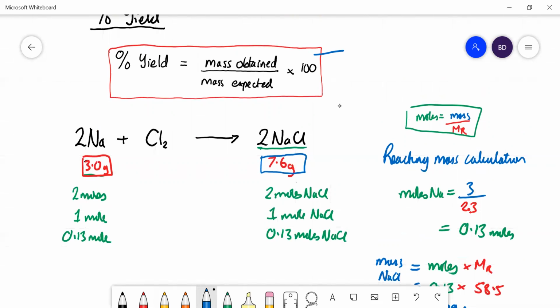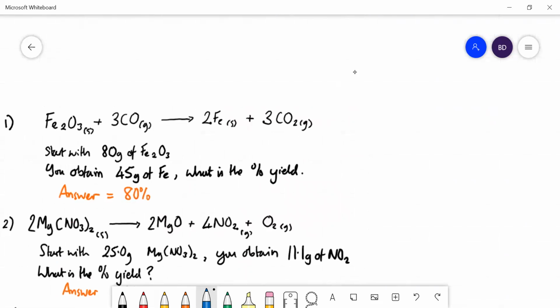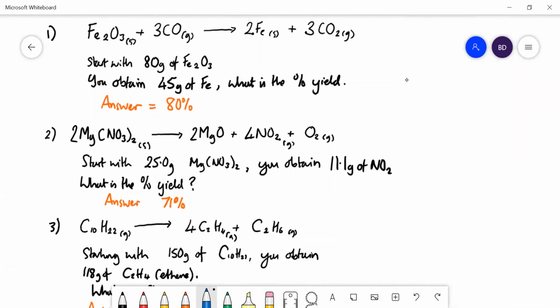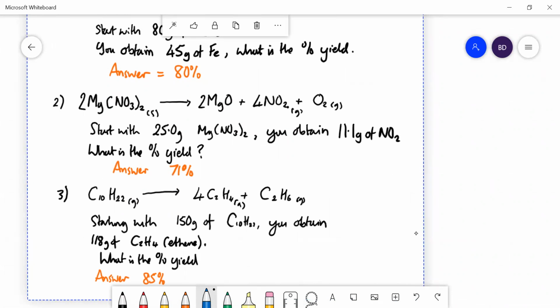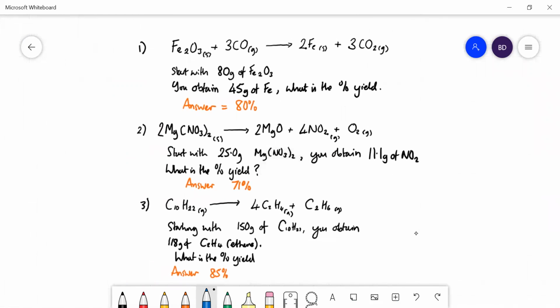You've just got to put the numbers into that equation. If you want a bit of practice, down here, there are 3 examples. You've got those reactions. Number 1 is iron oxide forming iron, reduced by carbon monoxide. Start off with 80 grams, you get 45 grams of iron. What's the percentage yield?